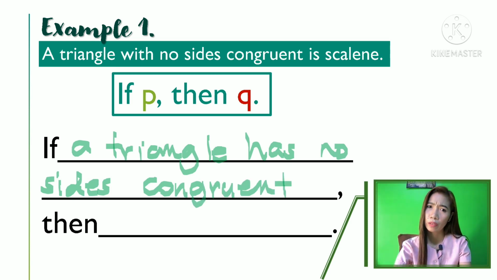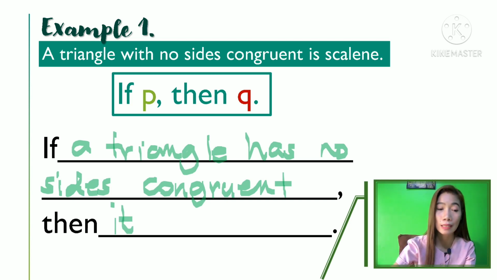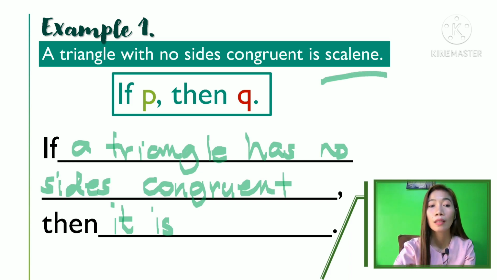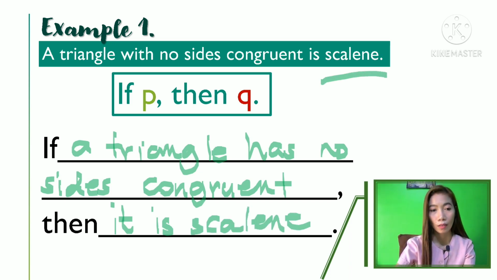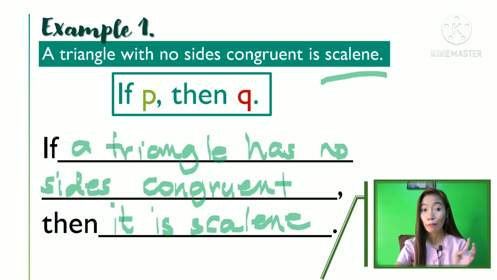so then what will be our conclusion? So then we will not use the word triangle anymore, but rather we will use the pronoun it to represent the triangle. Then it is what? It is scalene. So that's the if-then form of the given statement.